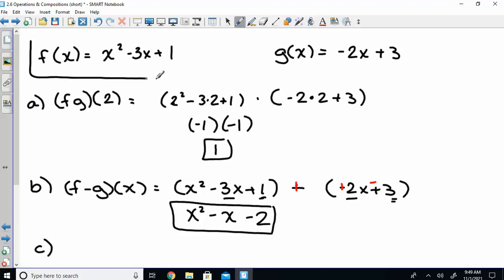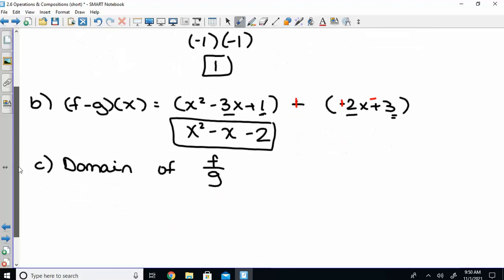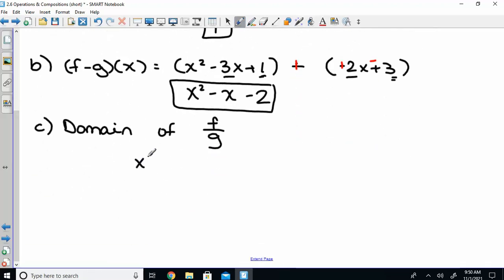I could ask you to do the domain of f divided by g. So if we do f divided by g, f goes on top, g goes on the bottom.